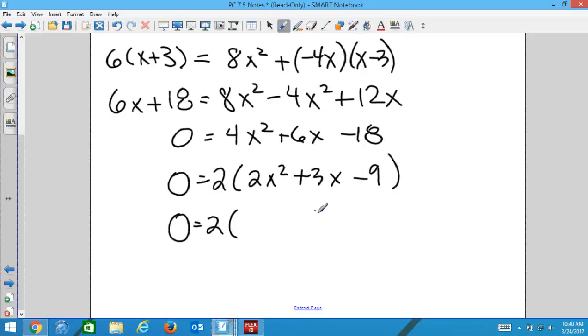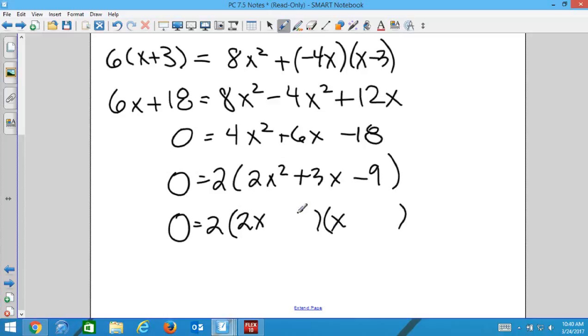I already got it. So it does factor? Yes. Don't tell me. So to get 2x squared, you only have the option of 2x and x. But to get negative 9, you could have 3 and 3, or 1 and 9, one positive, one negative. You've got some playing around to do. So what do you want to try? Let's try 3 and 3.